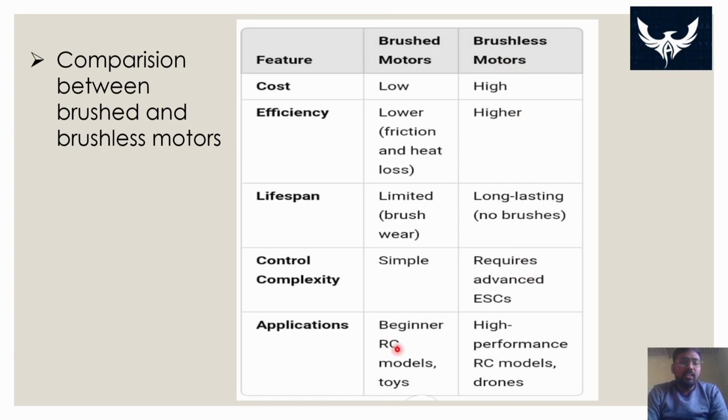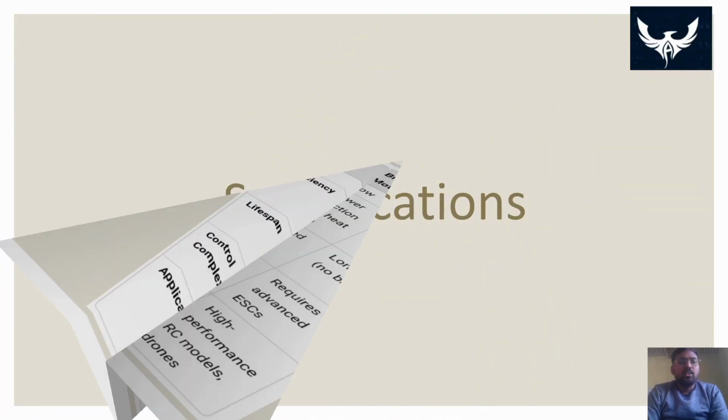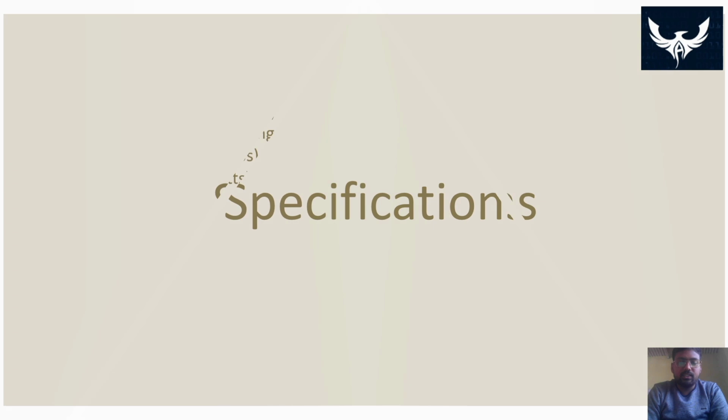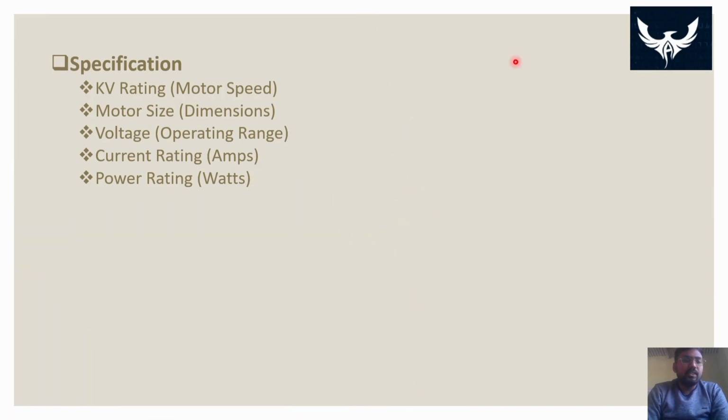For beginner RC models, we use brushed motors, and for high performance RC models or drones, we use brushless motors. So now let's see the specifications of motors. For the specification, we have KV rating, which means motor speed, motor dimension or size, voltage operating range, motors operate in a range, current rating, and power rating.